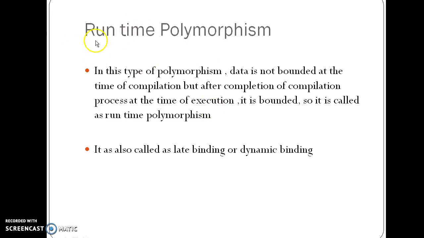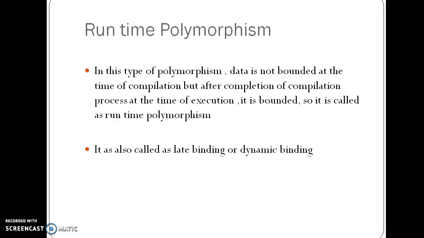Now let us see the second type of polymorphism, which is runtime polymorphism. In this type of polymorphism, data is bound at the time of execution, not at the time of compilation. So after completion of the compilation process, data is bound at the time of execution, so it is called runtime polymorphism. I will explain this in detail.